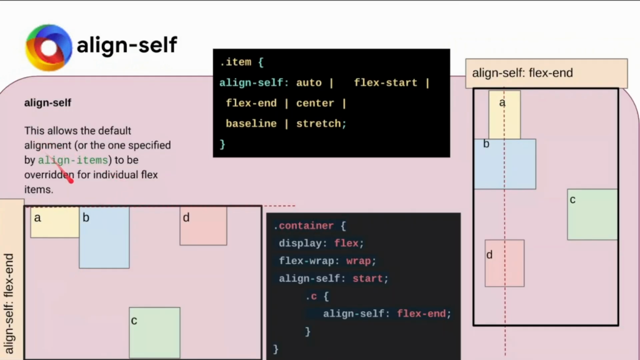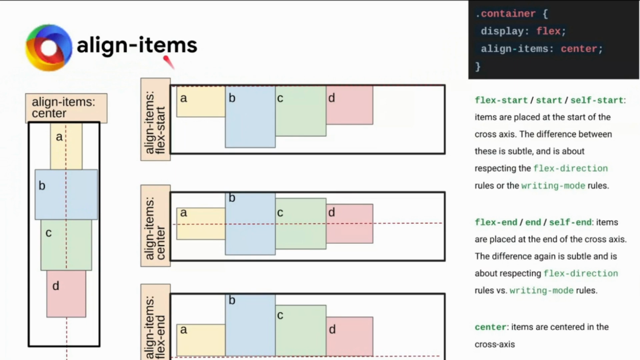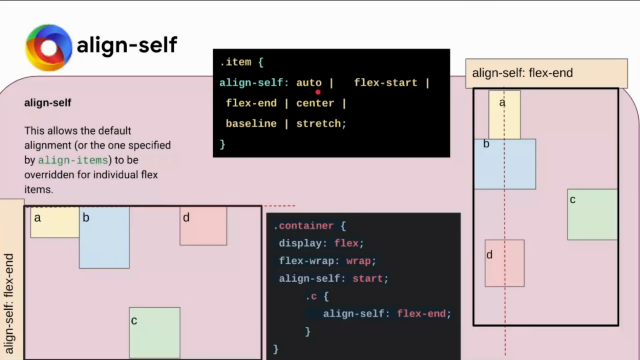Now, align self: what exactly is it, and how does it differ from align items? Let's say we see what align items is doing. If you put align items as flex start, I am just explaining theoretically, it will put flex start on each one of them. If you want one property to differ from the alignment that is there in the flex align items, you can change it with align self.